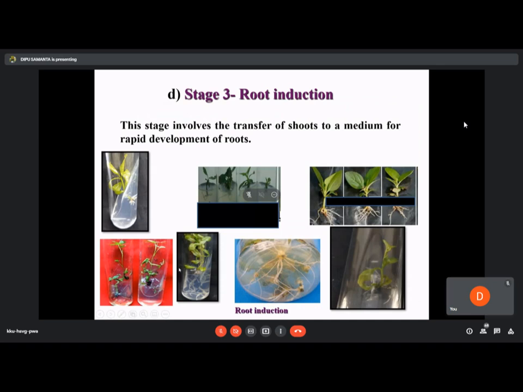Now, after the successful shoot bud multiplication, we have to move to root induction. This stage involves the transfer of shoots to a medium for rapid development of roots. Now, these are the photographs for root induction and root development.